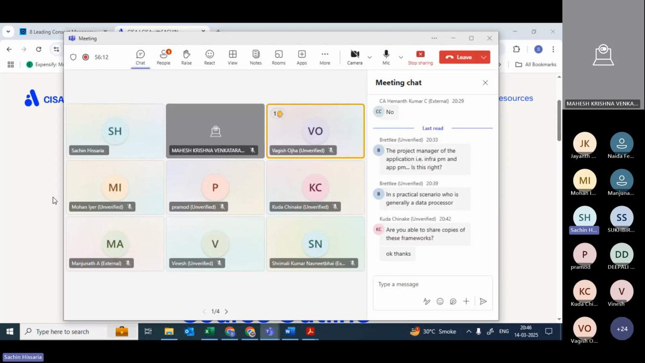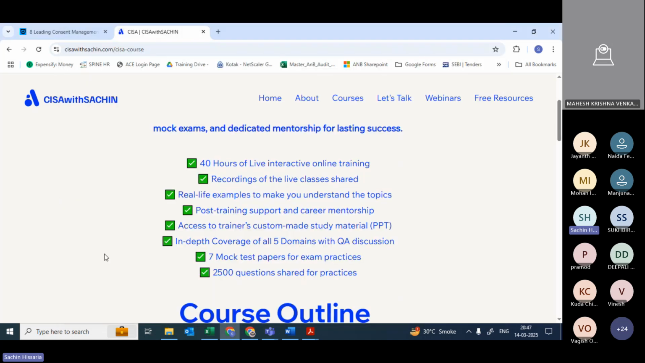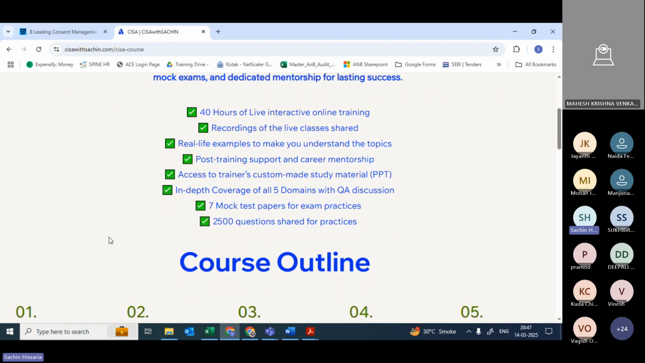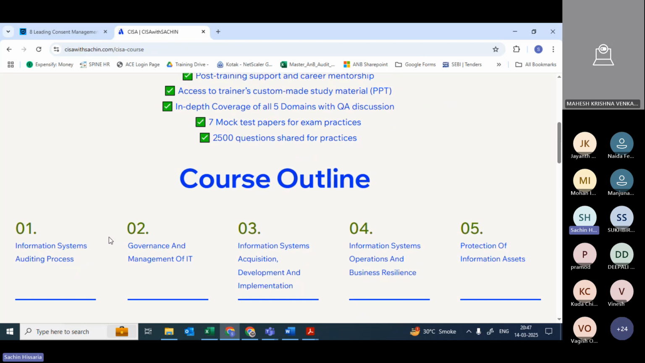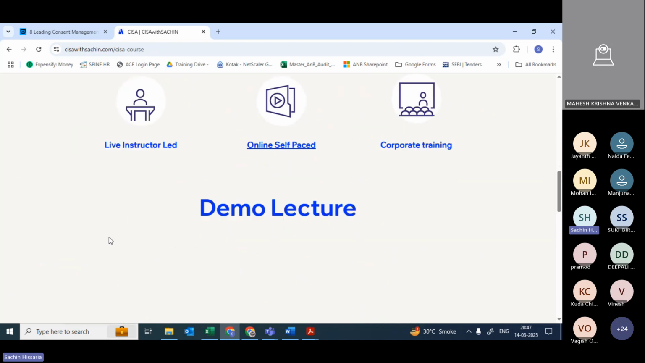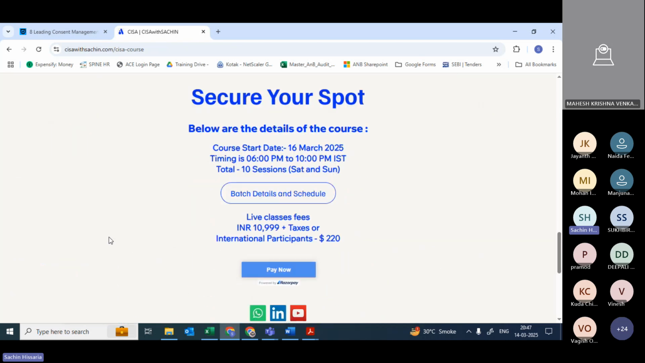So for the CISA examination, again, you have your review manual and a Q&A manual. Over and above that, we are providing you the PPTs and notes, which will summarize all the topics and help you to understand them better. And over and above that, we would be providing you mock test papers and Q&As for practice.